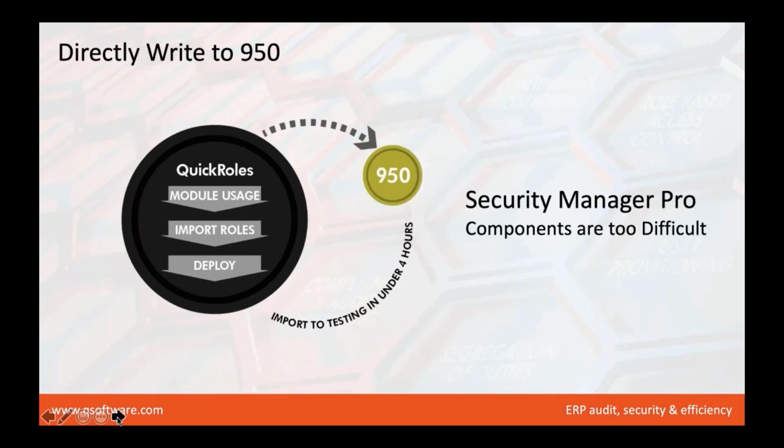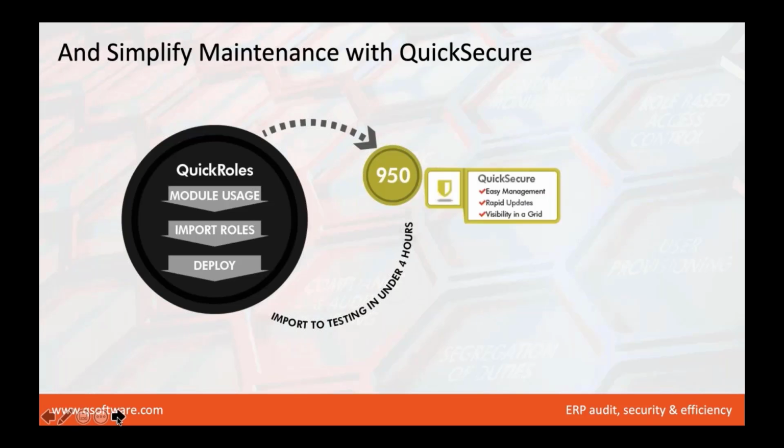So really what you do next in the deployment is you write this to the 950. We do have a tool called Security Manager Pro, most of you will be aware of. But if you believe that the componentization in Security Manager Pro is too complex for you, what we're now enabling you to do from QuickRoles is write directly to the 950. All right? And this process of QuickRoles generation should take you under 4 hours. All right? And just to show you in a moment how simple that is.